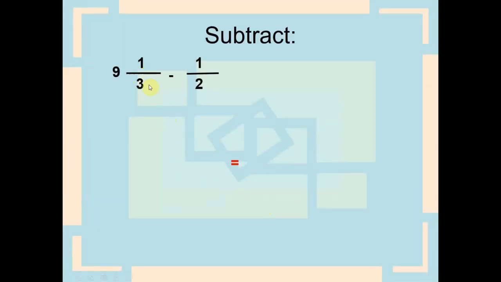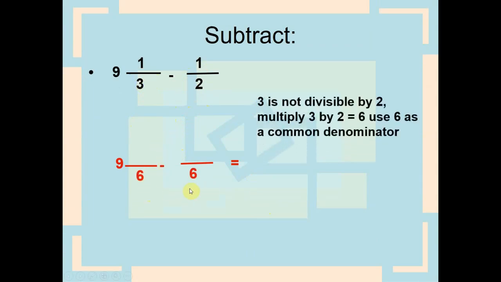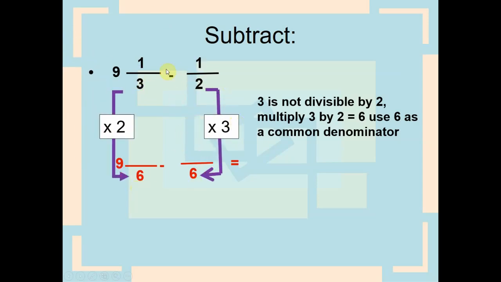Another example, 9 and a third minus half. Write 9 the same, and there is no whole number in the second one, it's a fraction only. Because 3 is not divisible by 2, we multiply 3 by 2 firstly. 3 multiplied by 2 equals 6, use 6 as a common denominator. And 3 multiplied by 2 equals 6, and 2 multiplied by 3 equals 6. Multiply the first numerator, 1 multiplied by 2 equals 2, and the second, 1 multiplied by 3 equals 3.